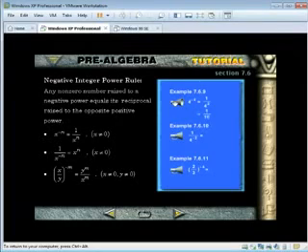4 raised to the power negative 2 equals 1 over 4 squared equals 1 over 16. The negative integer power rule tells us any non-zero number raised to a negative power equals its reciprocal raised to the opposite positive power. So 4 raised to the power of negative 2 equals 1 over 4 squared.